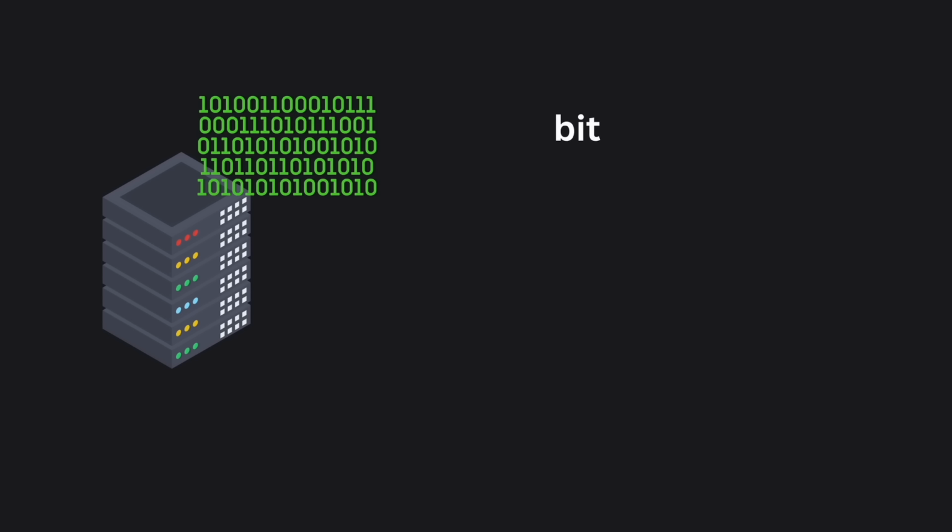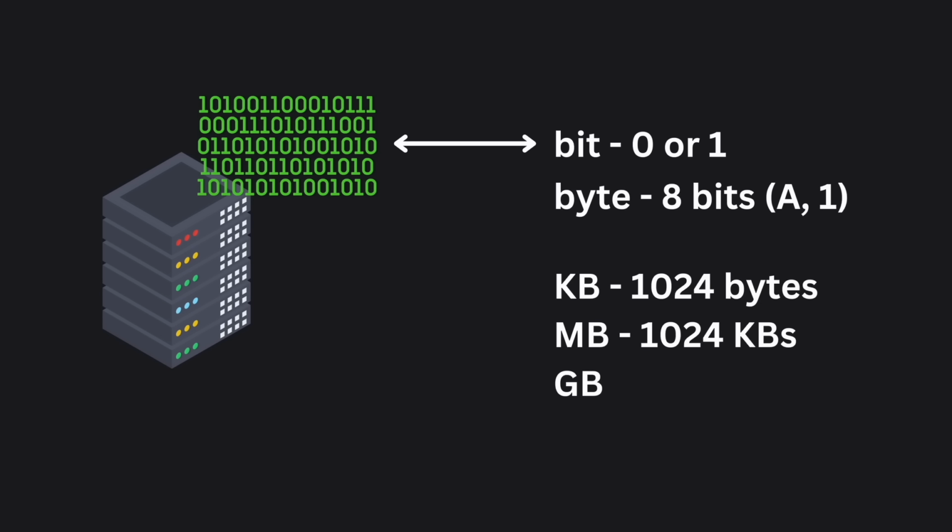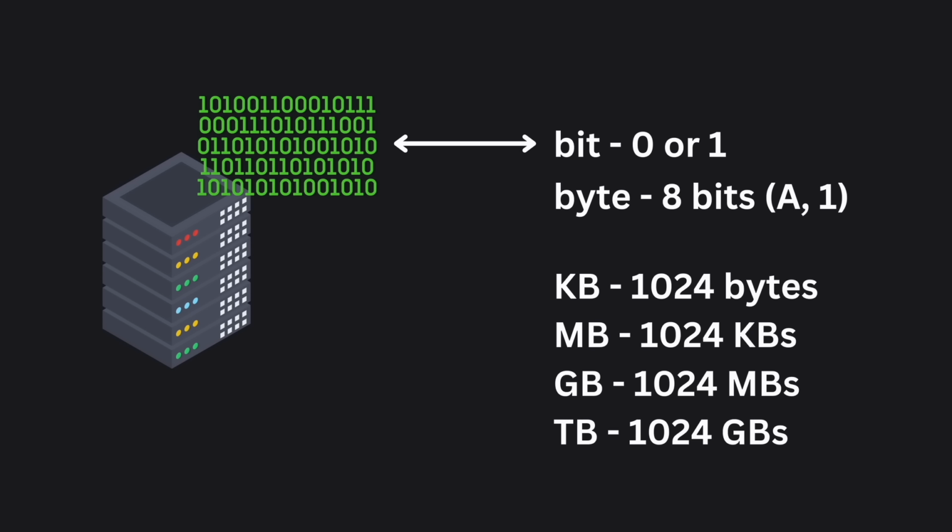These are represented as bits. 1 bit is the smallest data unit in computing. It can be either 0 or 1. 1 byte consists of 8 bits, and it's used to represent a single character like A or number like 1. Expanding from here, we have kilobyte, megabyte, gigabytes, and terabytes.